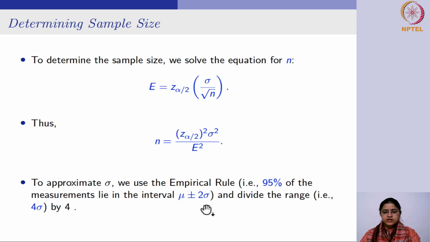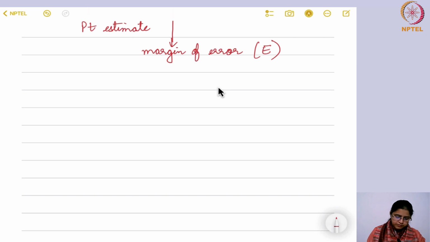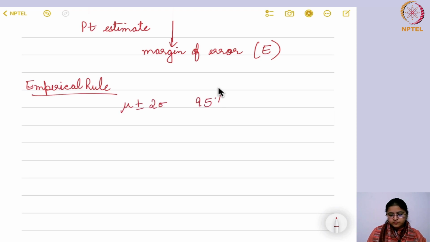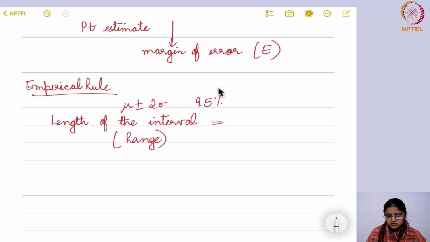So let me just quickly tell you. The empirical rule says that between mu minus 2 sigma and mu plus 2 sigma, 95% of the observations would lie. So if I consider the length of the interval, or say the range, what is it in this case? It is mu plus 2 sigma minus mu minus 2 sigma. So that would be basically, sorry, this would be plus because it is mu.